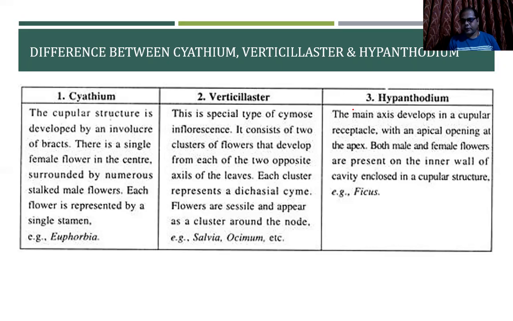In the case of hypanthodium, the main axis develops into a cup-like receptacle structure, with an apical opening at the apex, that is what we call the ostiole. Both male and female flowers are present on the inner lining of the cavity enclosed in the cup-like structure, and an example is the Ficus genus of the Moraceae family.